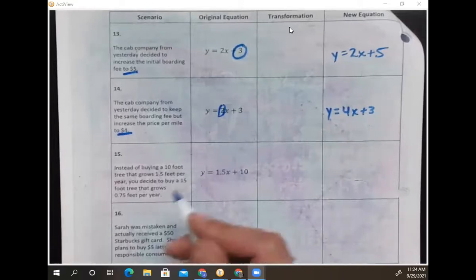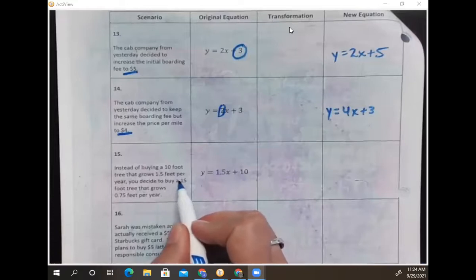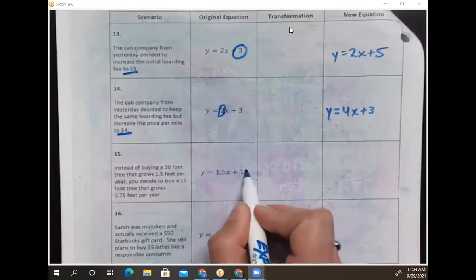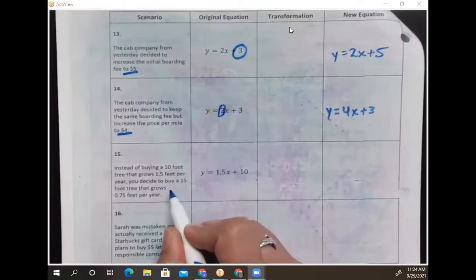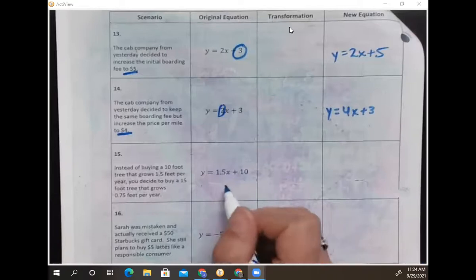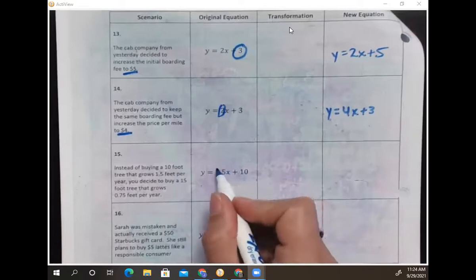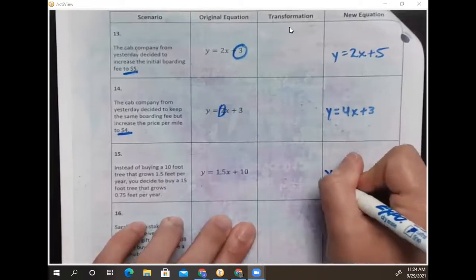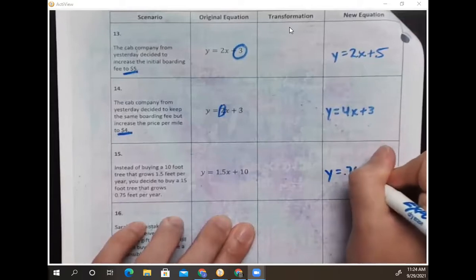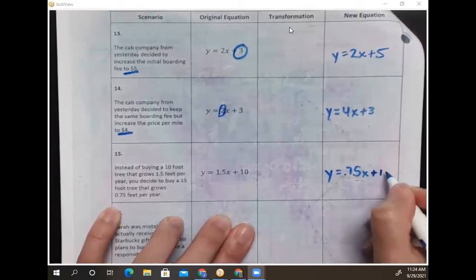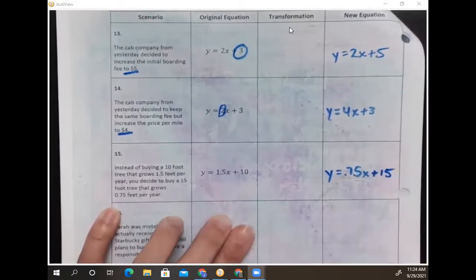For number 15, it says instead of buying a 10-foot tree that grows 1.5 feet per year, which is what is described here, my tree starts at 10 feet and it grows at 1.5 feet a year. I decide that I want to buy a 15-foot tree that grows 0.75 feet per year. So I'm changing both components of this equation. I'm changing the rate and I'm changing that initial amount. So my new function would look like y equals 0.75x, because that's my new rate of growth, plus 15, because that's my new initial height.